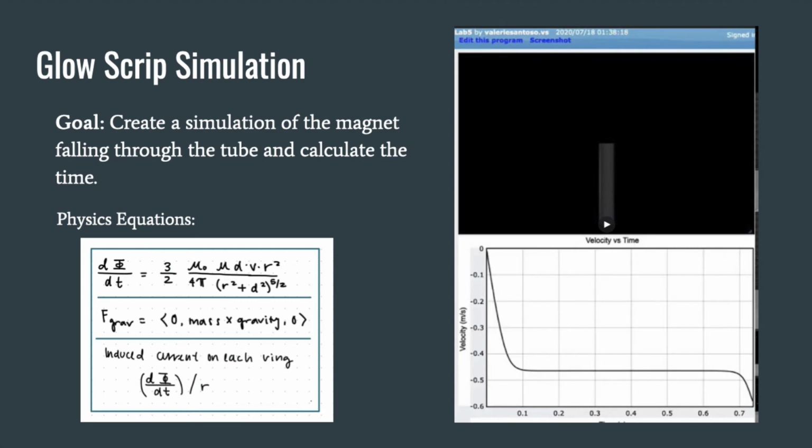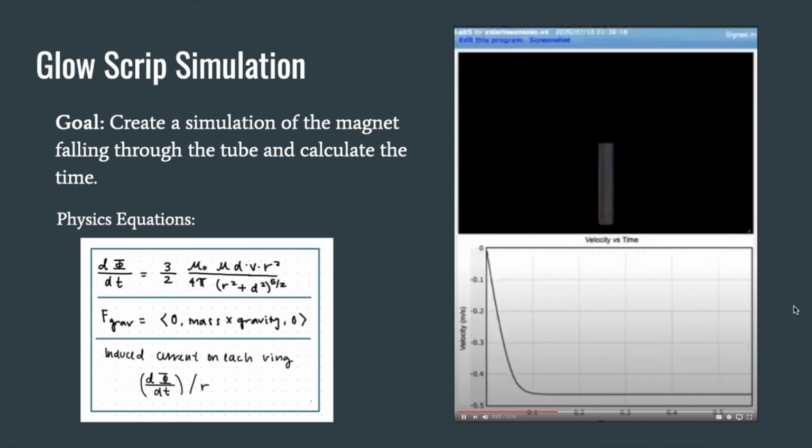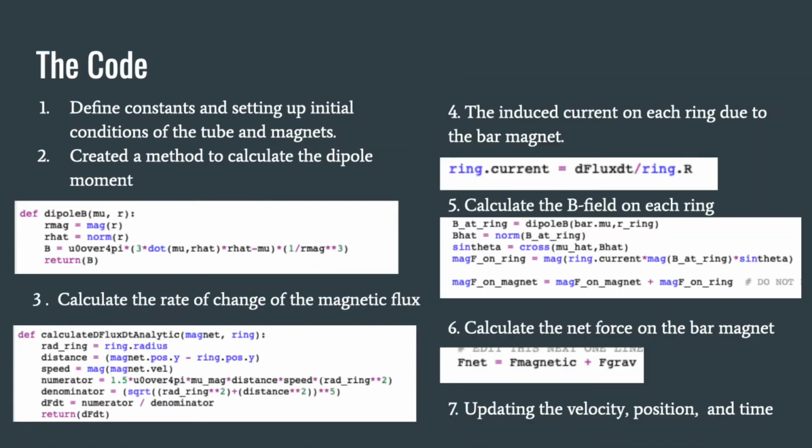But right now, you can see the formulas used below, as well as the results of the video to the right. Taking a look more directly at the code, after defining the constants and initial conditions, we created a method to calculate the bar magnet's magnetic field using the Biot-Savart law. We also created a function that applies Faraday's law to calculate the rate of change of the magnetic flux, and we calculated the induced current on each ring due to the bar magnet. Next, we calculated the magnetic field on each ring.